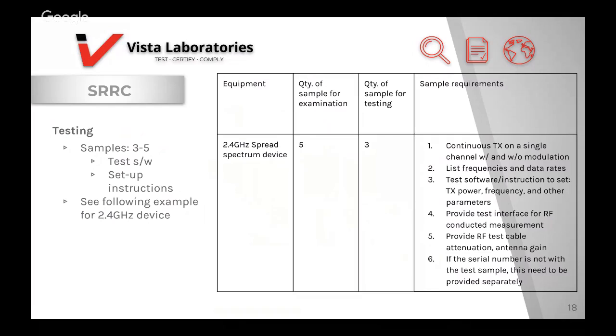Continuous transmission on a single channel with and without modulation. List of the frequencies and data rates for your equipment. Test software and instructions to set the following parameters: TX power, frequency, and other parameters. So provide the test interface for RF conducted measurement, meaning usually the antenna is removed and an RF cable is attached for conducted test measurement. You need to provide the RF test cable attenuation and antenna gain. And if the serial number is not with the test sample, then this shall be provided separately.